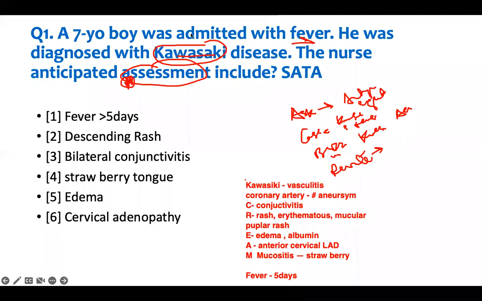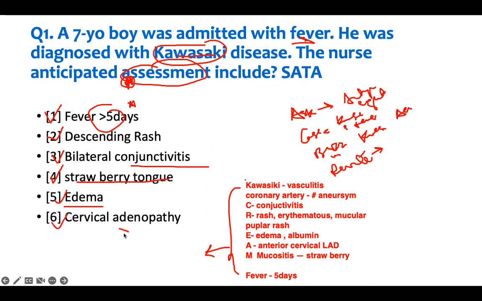You can see how the SATA usually comes around. It's because of the signs and symptoms. This is the signs and symptoms, and they just put it together, and you have to figure it out. So patient has a fever greater than 5 days. If it's not greater than 5 days, it's not Kawasaki disease. Descending rash. Yes, the rash starts from the head, from the neck, and goes down. They have bilateral conjunctivitis, right? They have strawberry tongue. And they have edema, and they have lymphadenopathy.